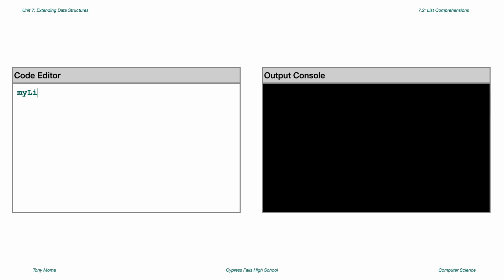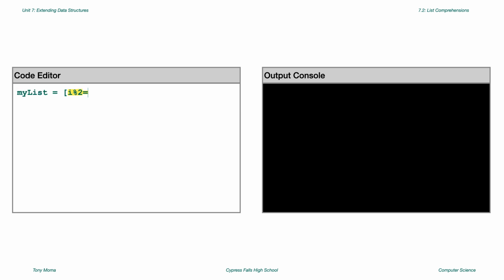We also could have appended the square of I during each iteration of the hidden for loop. When we do that, we get the first 5 squares stored inside my list. We also could have appended the remainder of dividing I by 2 during each iteration of the for loop. When we do that, these are the values that we get, 1 and 0 alternating.